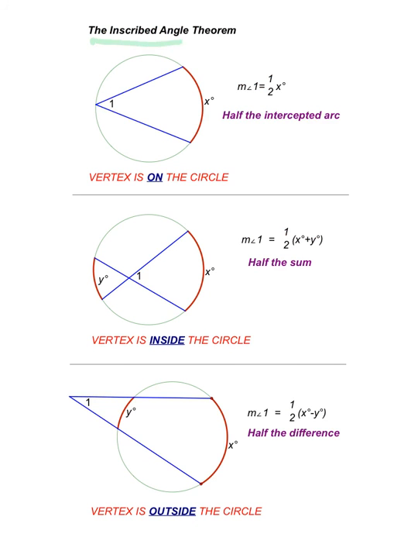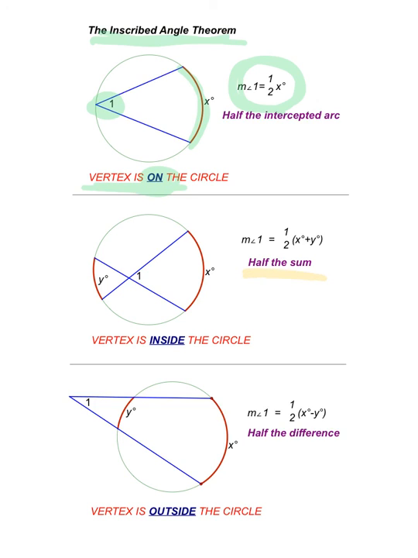The inscribed angle theorem is to be used when the vertex of the angle is on the circle itself. Measurement of angle 1 is half the intercepted arc, which is x degrees. Measurement of angle 1 is 1/2 of x degrees. Keep in mind that the vertex is on the circle.